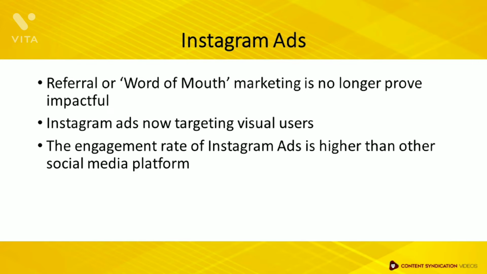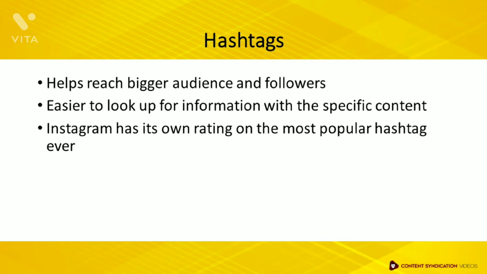The last thing you need to take note of is the usage of hashtags. This is the most important strategy for you to reach bigger audiences and followers. It makes it easier for users to look up information with specific content. Hashtag is so powerful that even Instagram has its own rating on the most popular hashtags ever. Those are the 4 important criteria of a compelling post on Instagram.